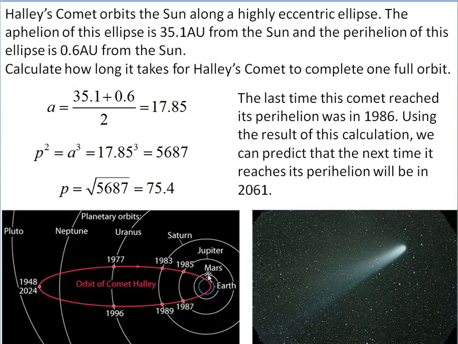So that's how long it takes for Halley's Comet to make one full orbit, and it was last in the inner solar system, where we saw it in the night sky, in 1986. And using this orbital period, we can now predict that 75.4 years after that it's going to return, and that will be in 2061. So that is what you can do with Kepler's third law.